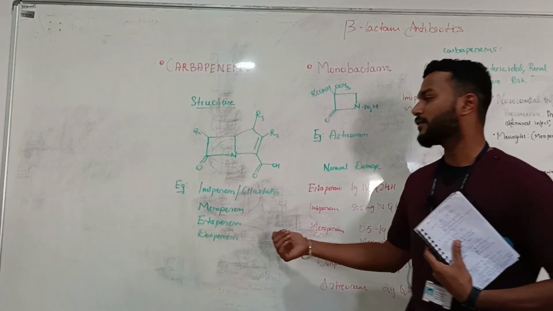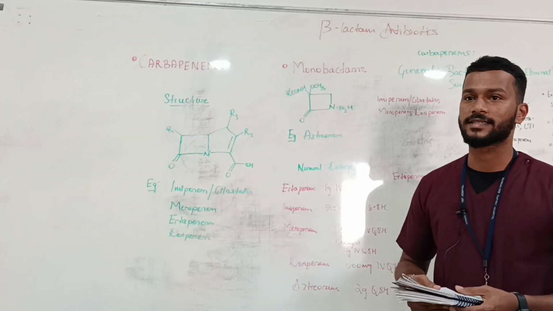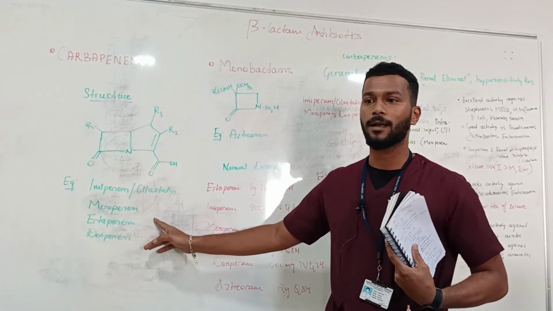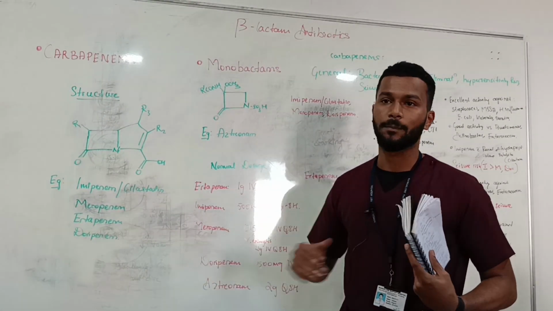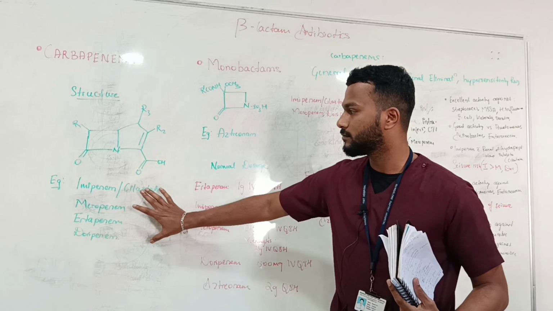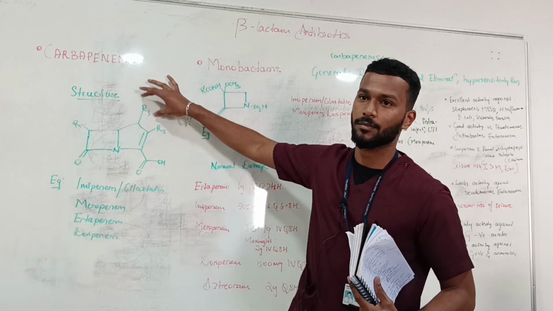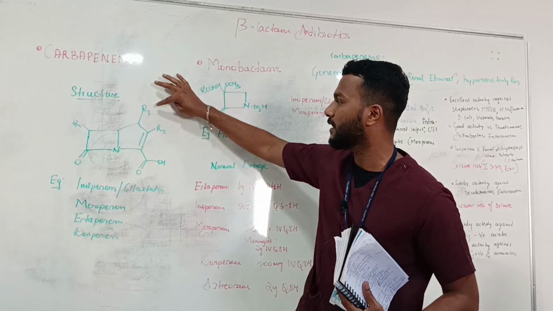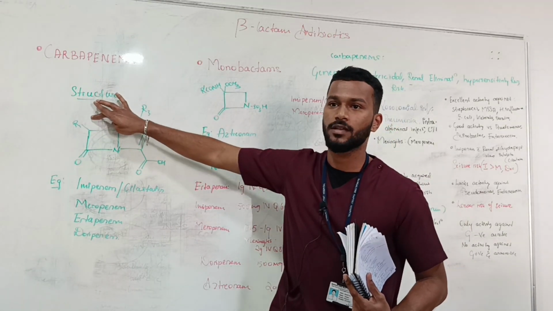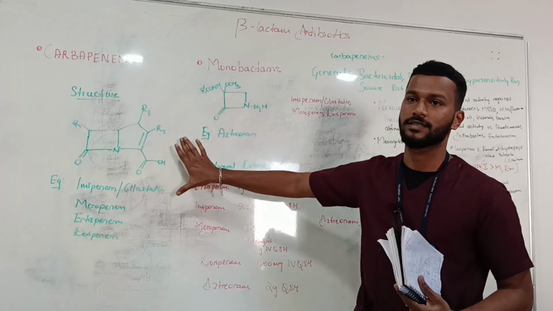So there are four different carbapenem examples. They are imipenem, meropenem, ertapenem and doripenem. These different drugs are based on the structures or the chemical molecules present in the R3, R2 and R1 groups. I'm not going into all that. So this is one thing.